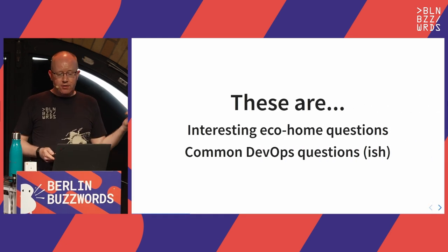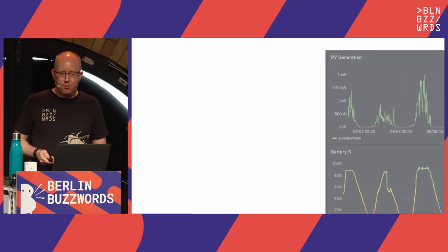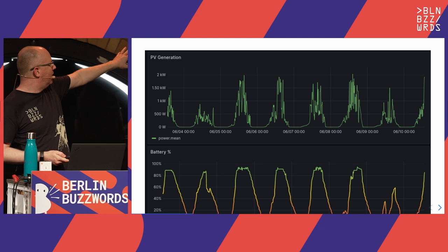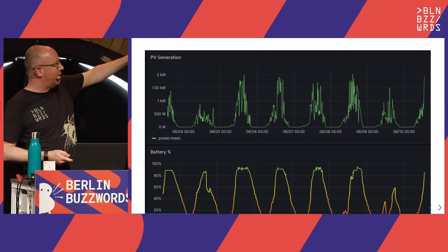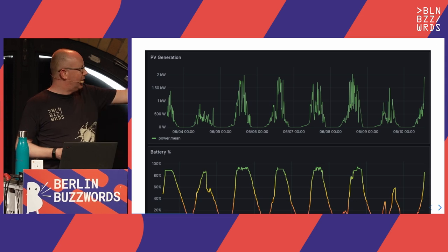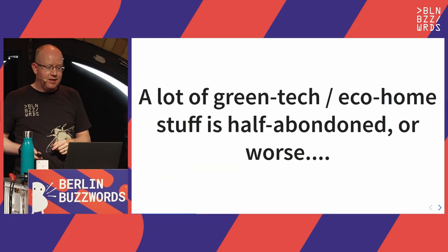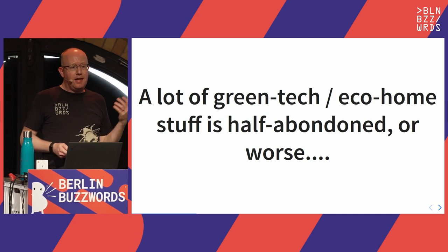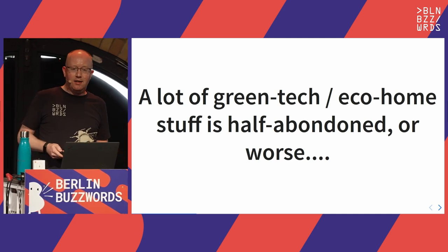Those sort of things about power and temperature are interesting eco-home questions, but they're also common-ish DevOps questions, so we can use the same tools. These are all graphs of my house, by the way. We can see which days it was nice and sunny in Oxford and which days it was less sunny and the battery didn't charge.